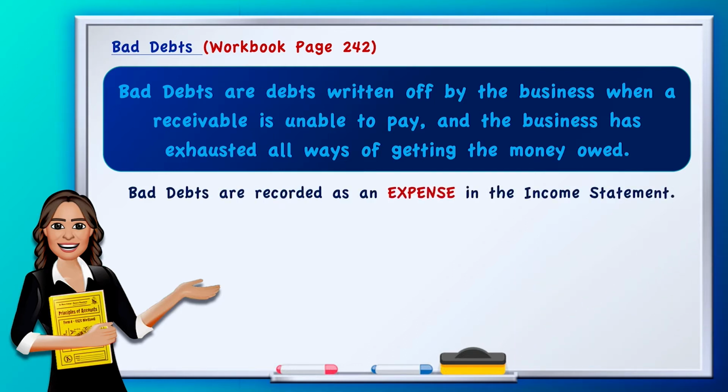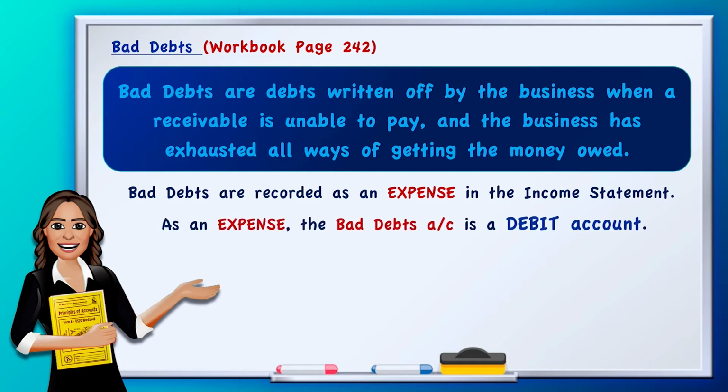Bad debts are recorded as an expense in the income statement. So first major point, bad debts written off is a loss to us. It is an expense. It is recorded as an expense in the income statement when we are calculating our net profit or loss. Okay?